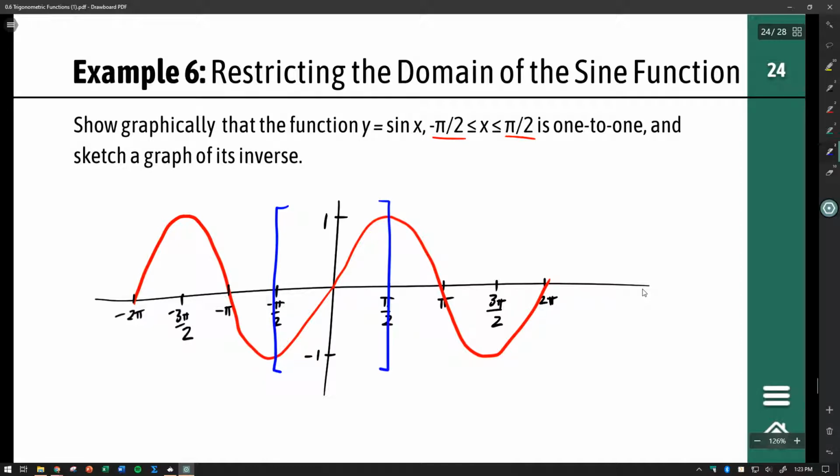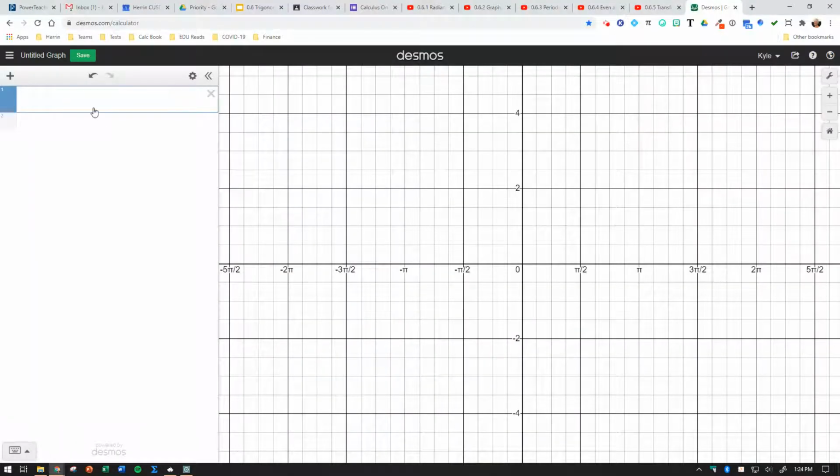And I'm pretty sure we could say with confidence that this is 1-to-1. Imagine the horizontal lines passing through. None of those horizontal lines are going to hit this function more than once. And that means it's going to have an inverse. And now we want to sketch a graph of its inverse. But first, let's go over to Desmos and see how we would do this here.